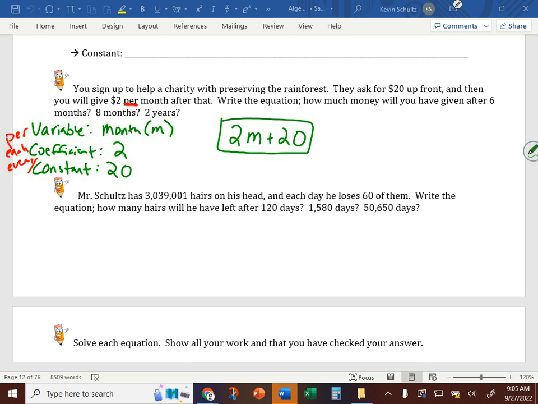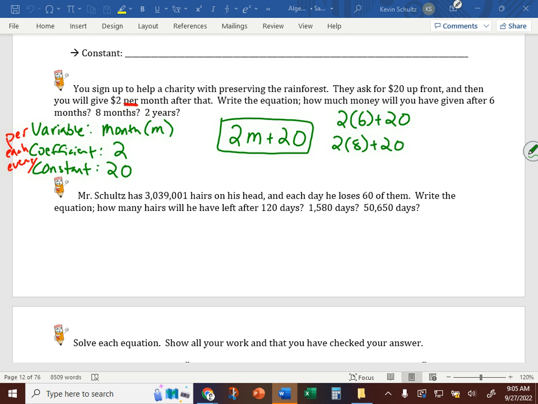And if we want to figure out how much money you'll have given after 6 months, what do we do? Paul? You would apply the 6 to m. Exactly. Replace m with 6 and solve. 8 months, what would we do? Same thing, except replace the m with an 8.